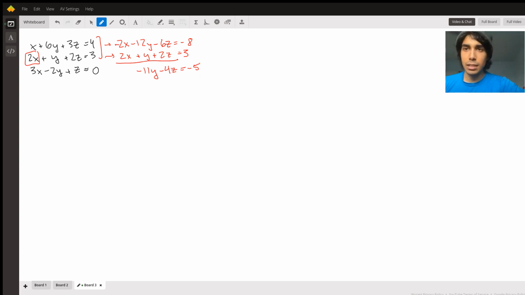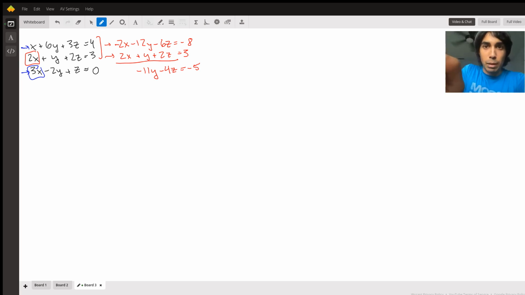Okay, and then next I'll use the first equation with the third equation. So I'm going to use this equation and this equation. But again, I want opposites. So I need the opposite of 3. I need to multiply that top one this time by negative 3, because now I have a negative 3x up top and a plus 3x at the bottom, and that's going to eliminate the x's when we add those together.